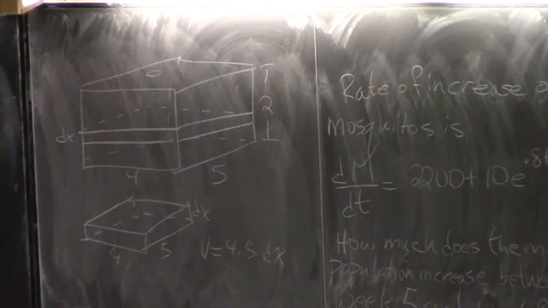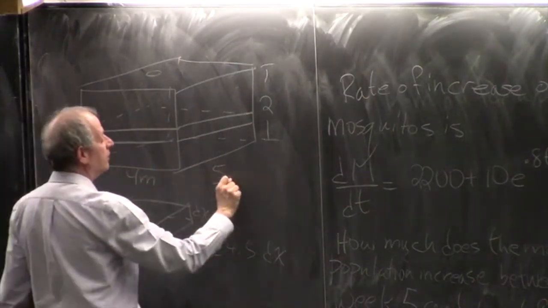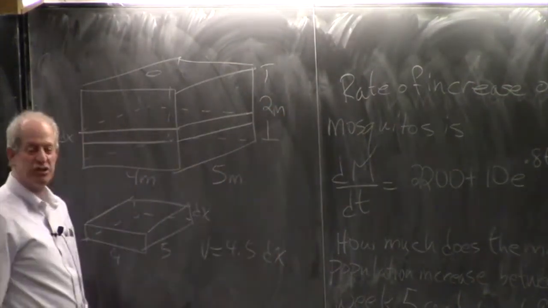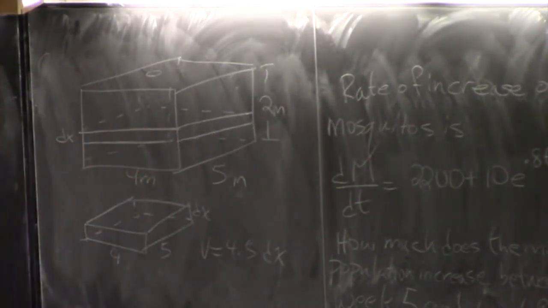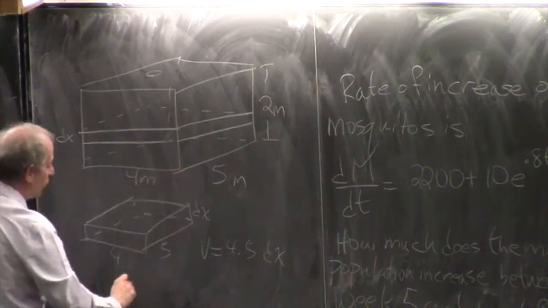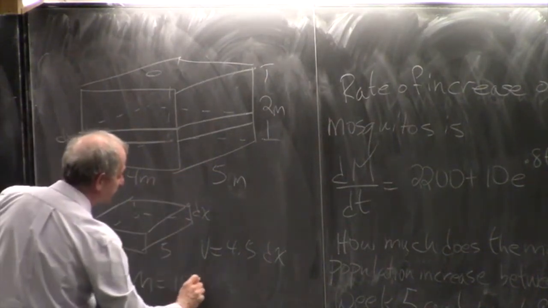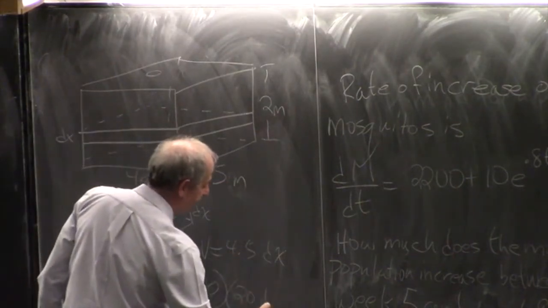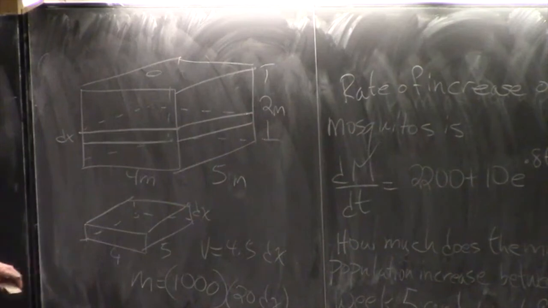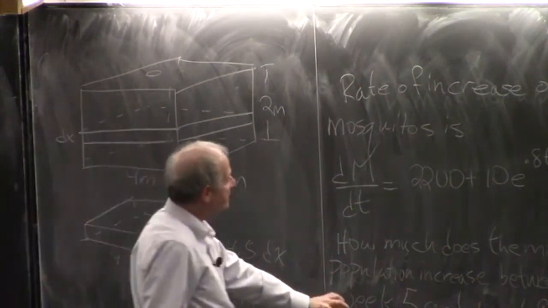Density of water, well, let's put this in meters. No, meters, never mind. Okay, I got to use 9.8. Density of water is what? 1,000. Very good. Okay. So the mass of the water is 1,000 times 20 dx. It's really delta x, okay? But when we do the actual calculus, it turns into dx.